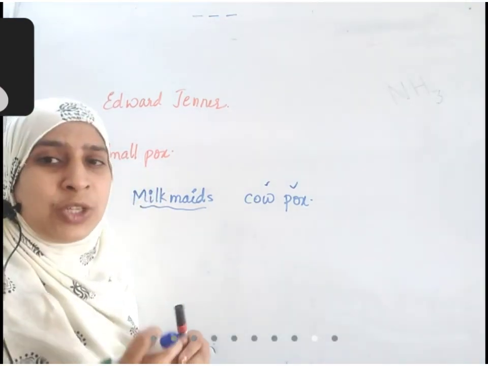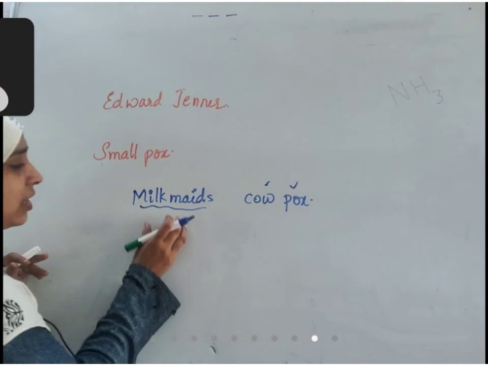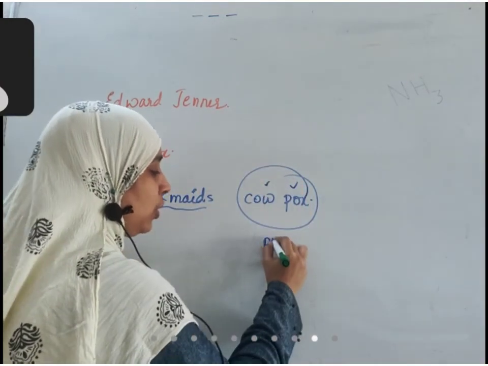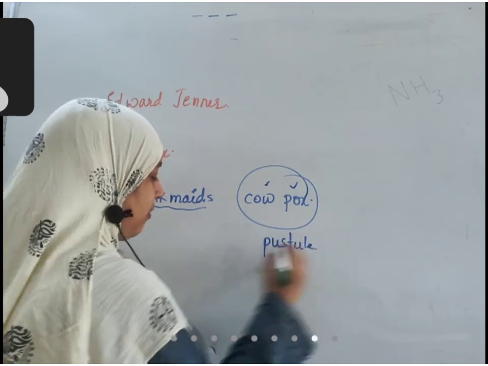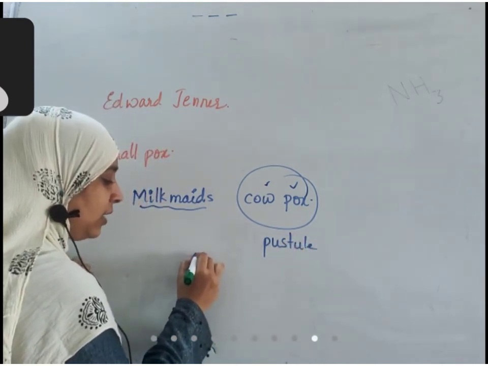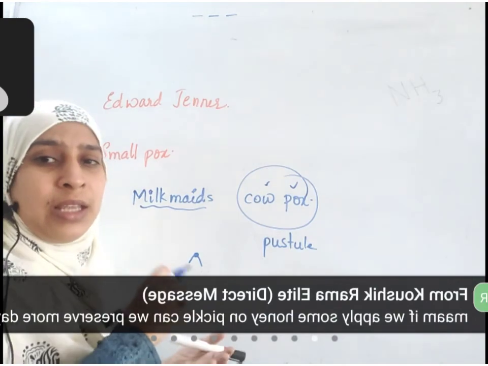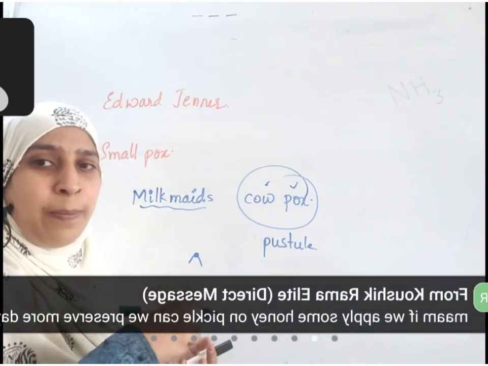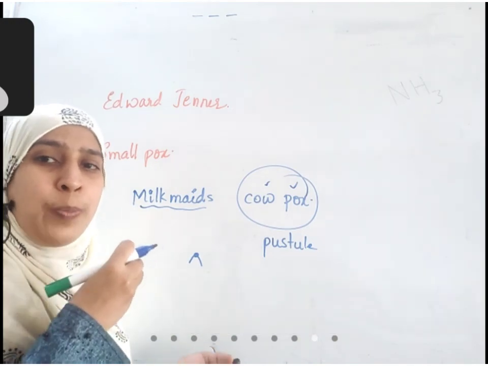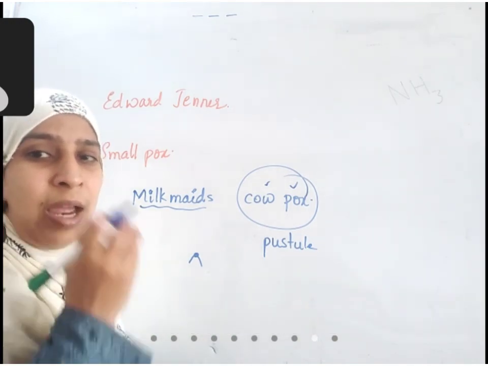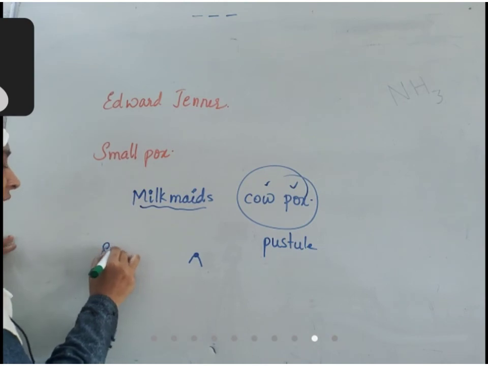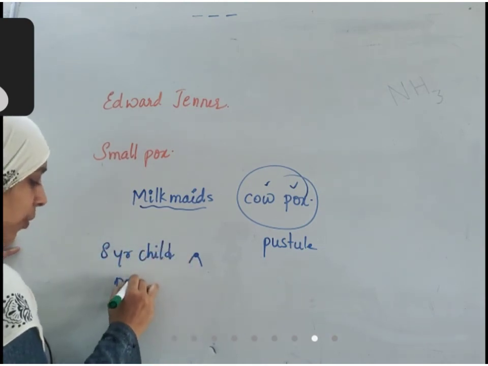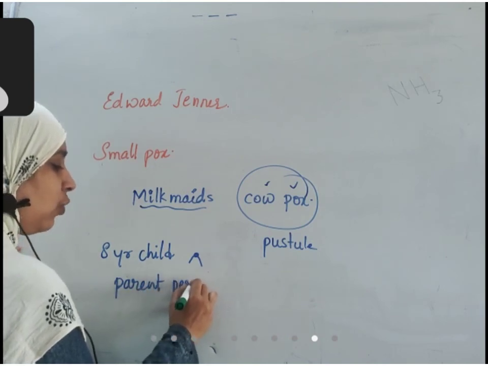With this logic, he consulted one of the milkmaids. He removed the cowpox pustule. Pustule means when the cowpox is formed, some white colored liquid erupts from it. That small liquid is called pustule. That pustule from the cowpox infection was taken and induced into a small 8-year-old child, with the permission of the parents. This is very important. It was induced only with parent permission.